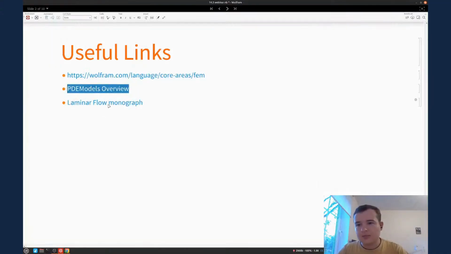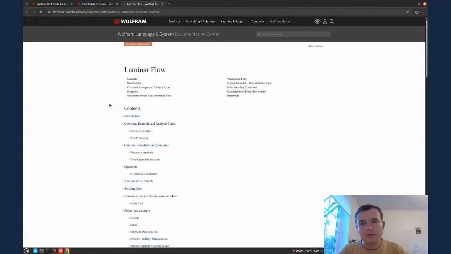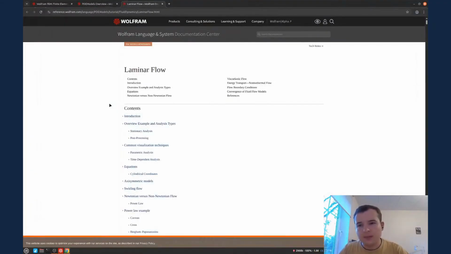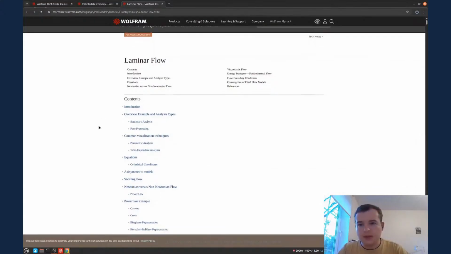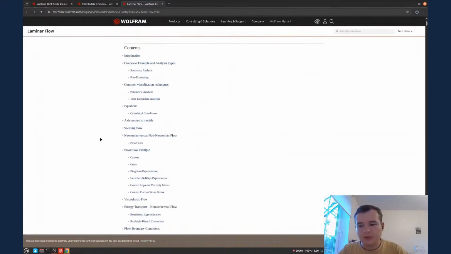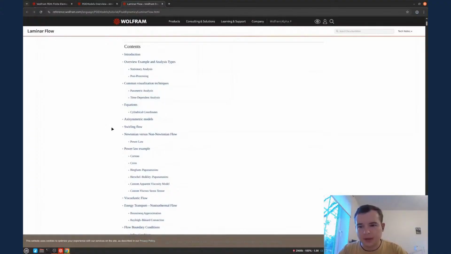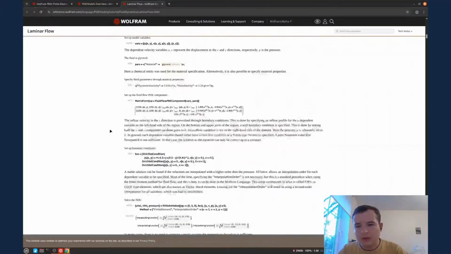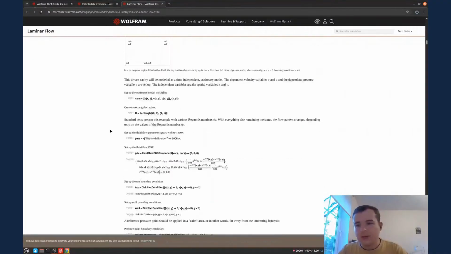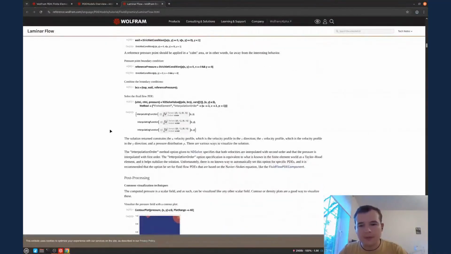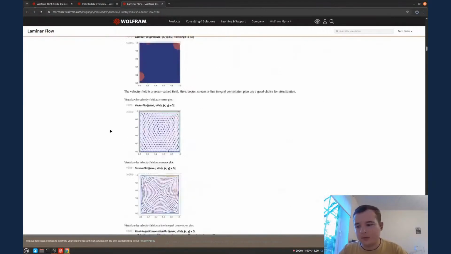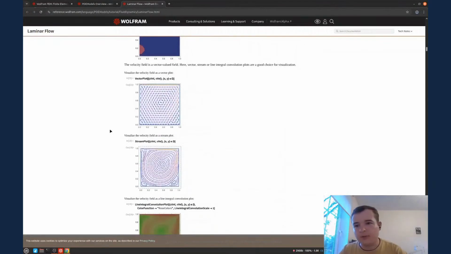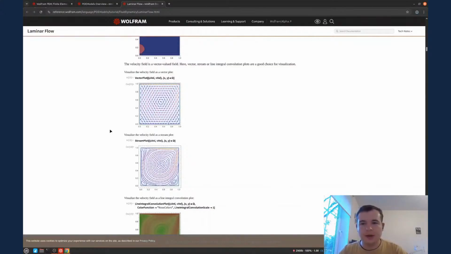The last link is the laminar flow monograph, because today we are going to discuss fluid dynamics, and this is our monograph for fluid dynamics. It features many examples and also it discusses the theory, like what is a Newtonian or non-Newtonian flow and the equations of fluid dynamics. So if you are familiar with the finite element method in the Wolfram Language and would like to start exploring fluid dynamics, this is the place to start.